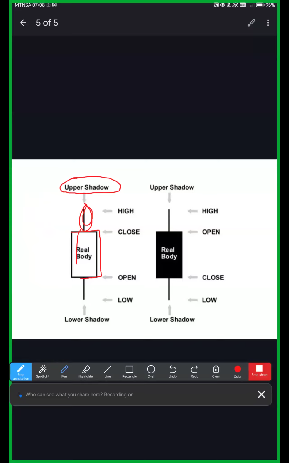When this shadow has grown on top of the body, created on the upper side of the body, it is referred to as an upper shadow. When this shadow grows below the body, it is called a lower shadow. So the lower shadow emerges.